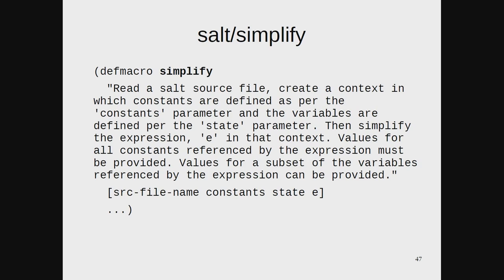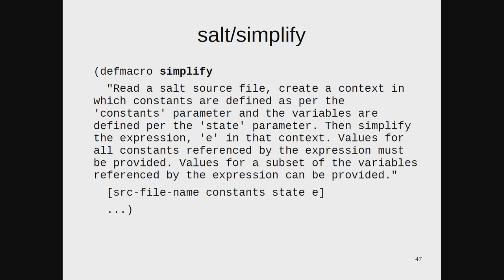So that was evaluate. There's another operator you can use in Salt. It's called simplify. It has a similar signature to evaluate, but it brings in the source file name. I'll talk about this a little bit later, but this is actually going to look at the source code rather than at what's been evaluated in your Clojure REPL. So you reference your source file name, again your constants and your state, and then some expression, and it will then try to simplify that expression. So the key limitation of evaluate, like it was really powerful, right?